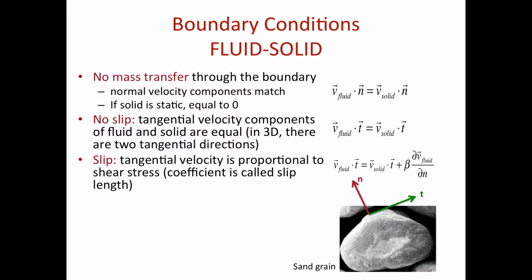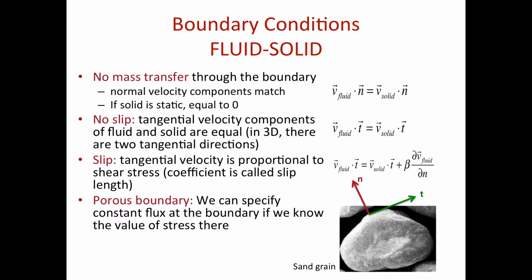Defining this beta, again, takes some measurements in the lab to actually figure out what works best, but typically you come in with certain assumptions. Okay? And we could also, of course, have a porous boundary. We are working with porous media a lot. And I might have a microporous grain, so my grain might actually have some porosity to it, for instance, because of dissolution. Okay. And then you actually need to specify the constant flux on the boundary.